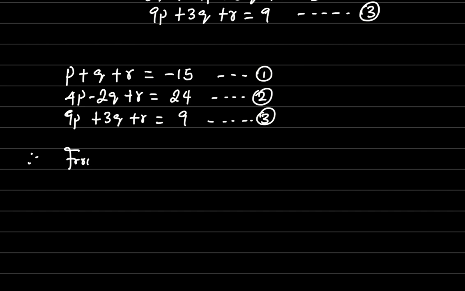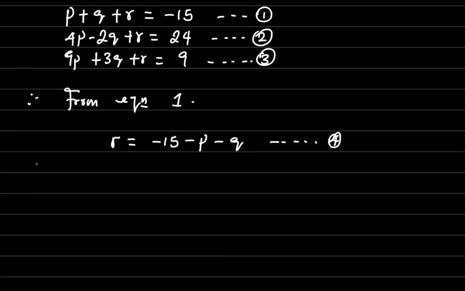Therefore, from equation 1, I'm going to have r equals minus 15 minus p minus q. Now, this can be my fourth equation if I want. Okay, then I'll substitute equation 4 in 2 and 3.